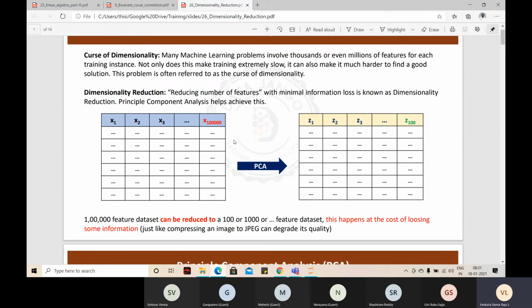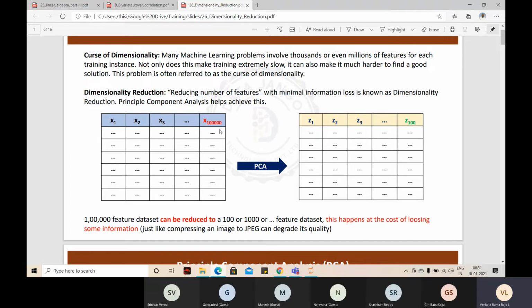But here it is not looking at the y value. It is just taking the input and trying to convert it to something else. So this is called an unsupervised learning technique. I'll talk about the drawback of this unsupervised technique in a moment. That's where I'm trying to build the ground. So this is the point.